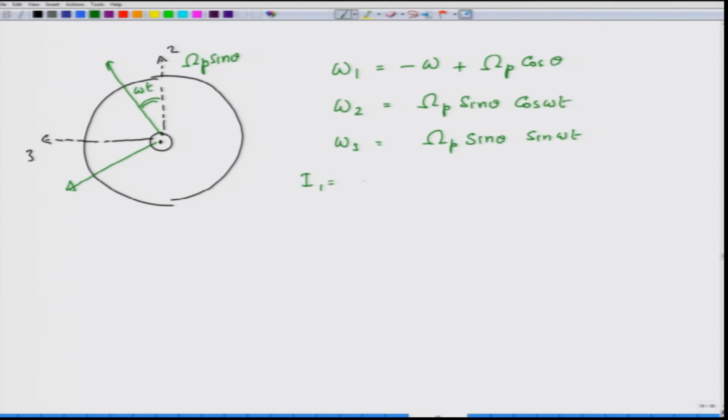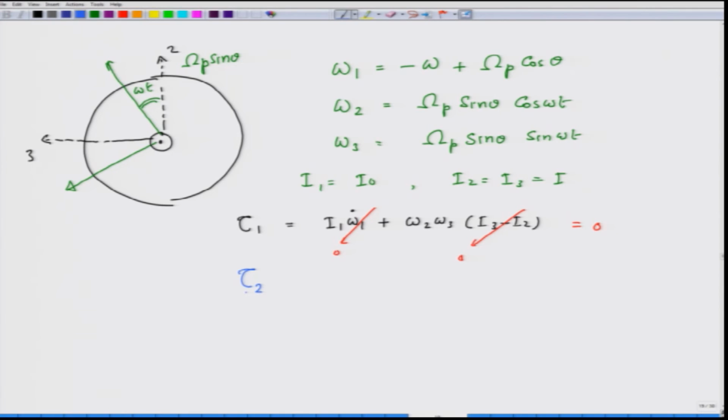I1 I am taking to be I0, I2 equals I3 equals I. Let us now write the torque equation. Tau 1 is equal to I1 omega 1 dot plus omega 2 omega 3 times I3 minus I2, and this whole thing comes out to be 0 because omega 1 dot is 0 and I3 equals I2. So, this is 0.